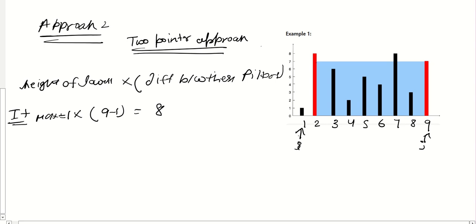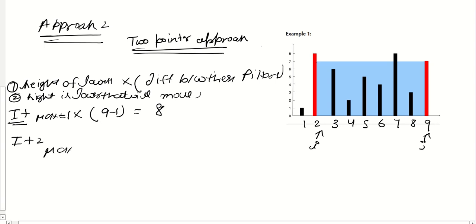Now, how do we know whether i will be incremented by 1 or j will be decremented by 1? First, this is the formula. Second, whichever height is lower, that will move. In our case the ith height is lower, so i will move. So we'll put i over here. Now let's see iteration 2.